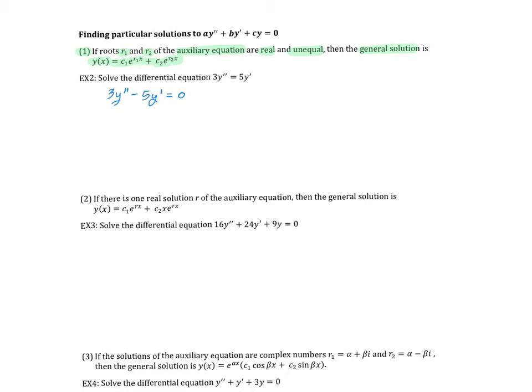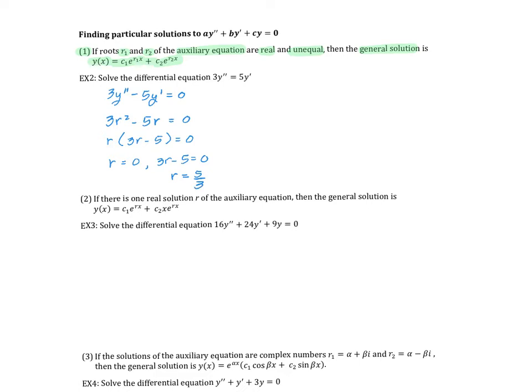Now that I have it in the correct form, all I have to do is look at 3 y double prime, that's your r squared, minus 5 y prime, or the first derivative, which is just r, and there's no y here, so we're just going to set it equal to 0. This is the equation that we're going to solve. So I can factor out an r to get r times 3r minus 5 equal to 0. So r equal to 0 and 3r minus 5 equal to 0, which means r is equal to 5/3.